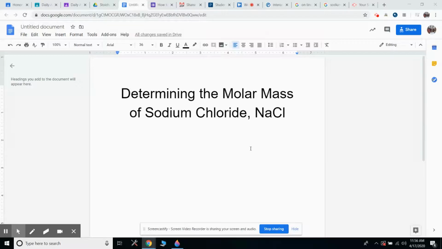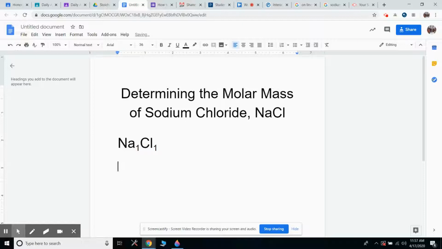Let's now take a look at some examples. So let's suppose that you're asked to determine the molar mass of sodium chloride, NaCl. There are a few things that we need to be aware of. First of all, there's no subscript written after the Na. A subscript would look like this. Now, the subscript 1 is never written. Same thing for the chlorine. There's a subscript there, it's just assumed to be there.